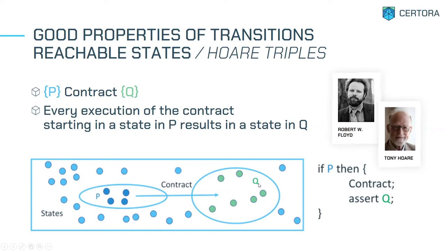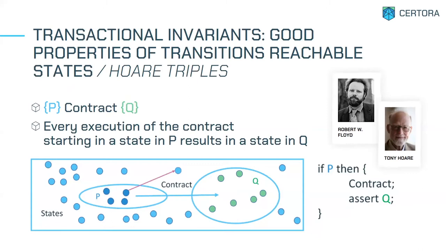And it doesn't require anything on states outside it. You can also write it as code. You can say, if P, then you execute the contract, and otherwise you do nothing. So basically, if P does not hold, you require nothing. The only thing that it forbids is the situation which is drawn here: you start with a state which is good, and you end up in a state which is bad.